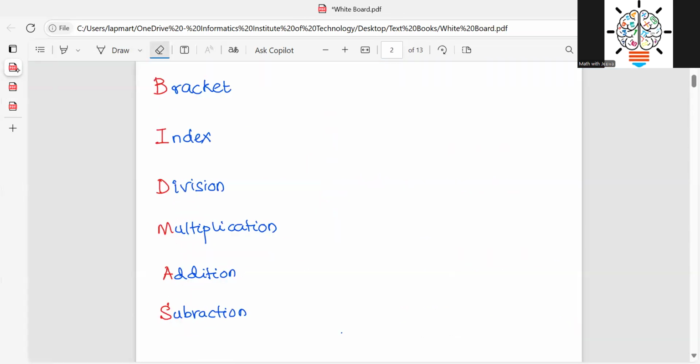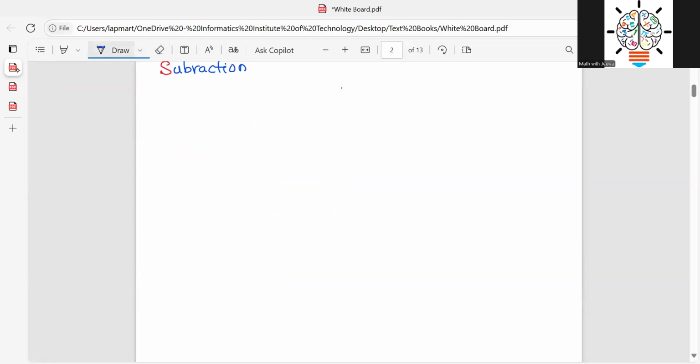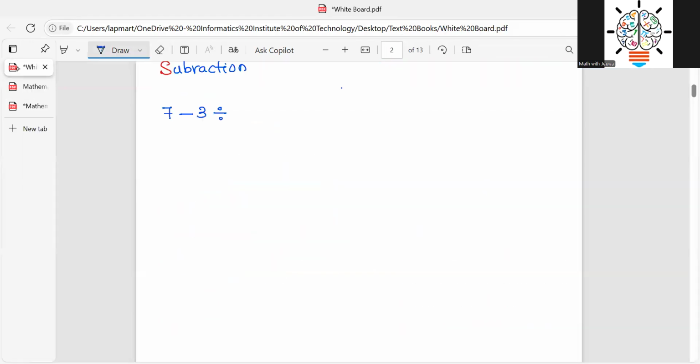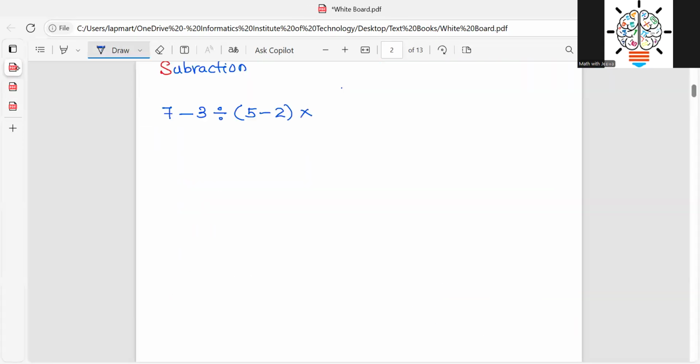7 minus 3 divided by 5 minus 2 multiplied by 2 square plus. Now, according to BODMAS, what is the first thing we should do, children?